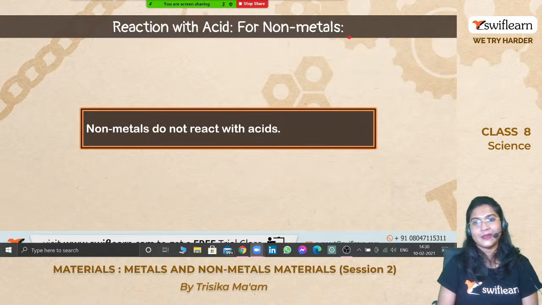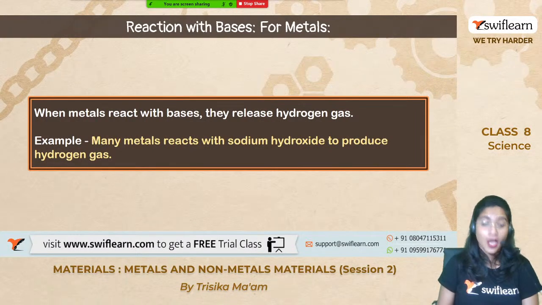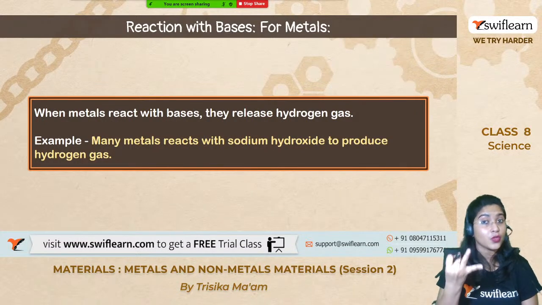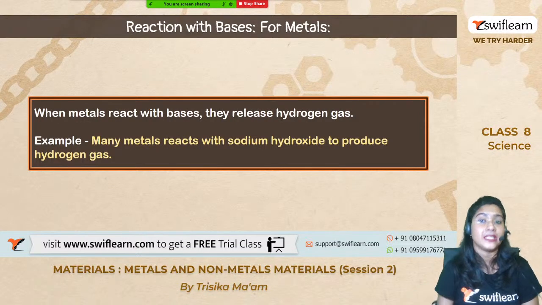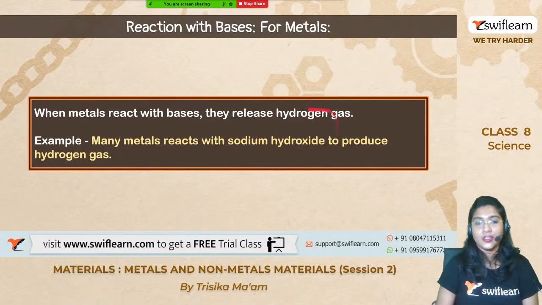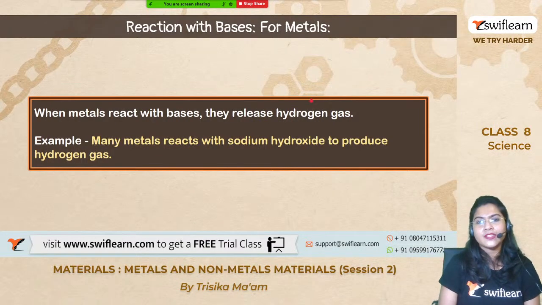Okay. Now let's move on to the last type of reaction, which is how metals and non-metals react with the bases. We have already studied how metals and non-metals react with oxygen, water, and acids. Now we will study how they react with different bases. When metals react with bases, they also produce hydrogen gas. Many metals react with sodium hydroxide to produce hydrogen gas. So can you give some examples?